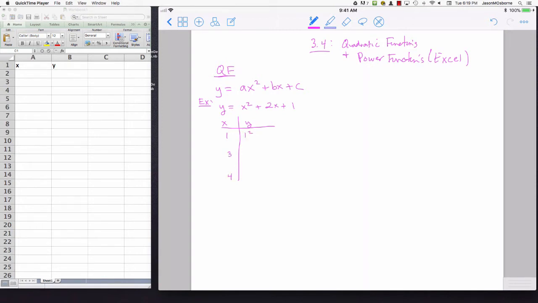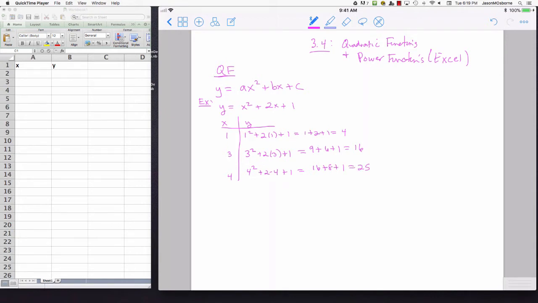Then you'll get 1 squared plus 2 times 1 plus 1, which would be 1 plus 2 plus 1, which is 4. And if you use 3, you'll get 3 squared plus 2 times 3 plus 1, which is 9 plus 6 plus 1 is 16. And if you use 4, that'd be 4 squared plus 2 times 4 plus 1. That would be 16 plus 8 plus 1 is 25.